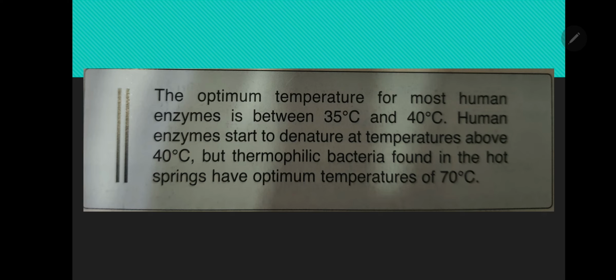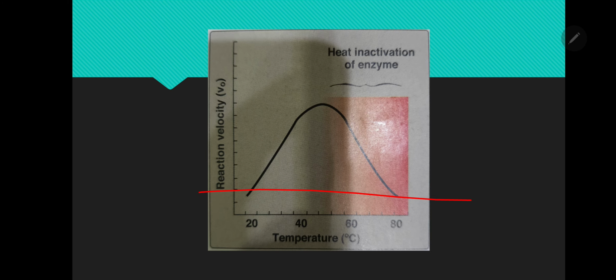And why will denaturation take place? Because they are protein in nature. But thermophilic bacteria found in the hot springs have an optimum temperature of 70 degrees centigrade. This is different. So what I wanted to tell you is that this factor of temperature affects the reaction speed. Now this is a diagrammatic presentation also, the effect of an enzyme catalyzer.